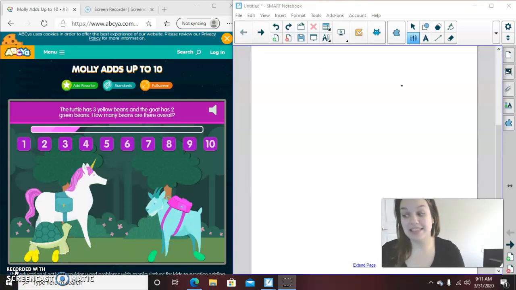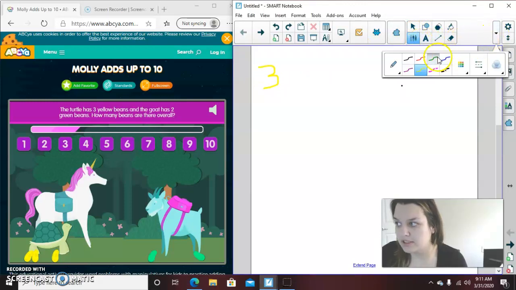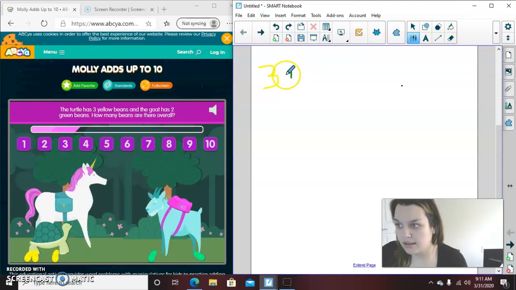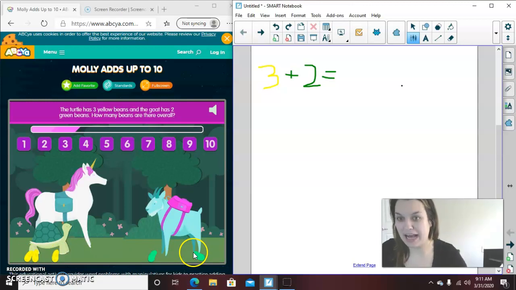All right, let's see if we got the same number sentence. So I'm going to do my turtle first. How many yellow beans did he have? 1, 2, 3. And then I'm going to do my green beans. So 3 plus, how many green? 1, 2 equals, can you help me count? 1, 2, 3, 4, 5.